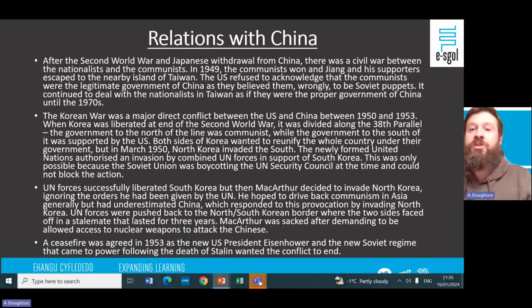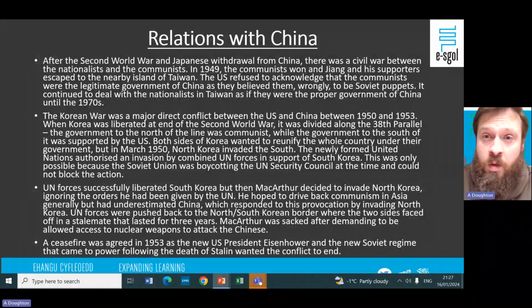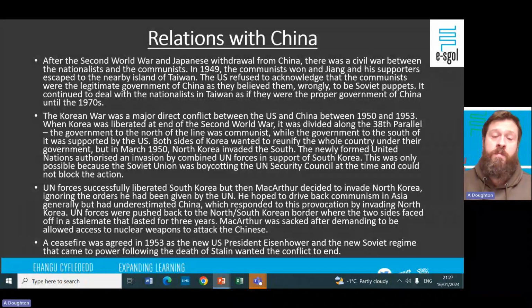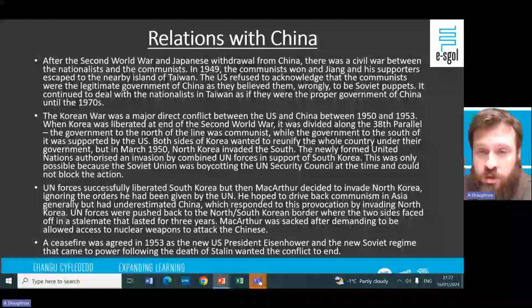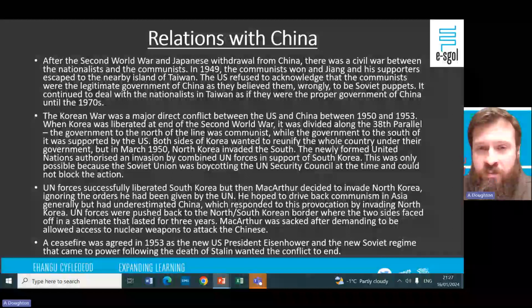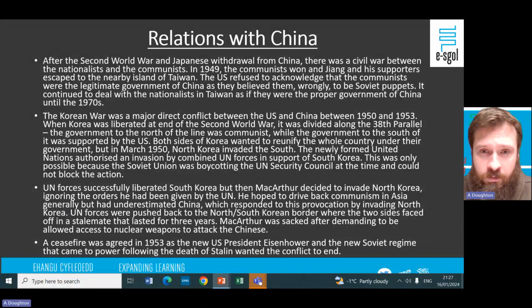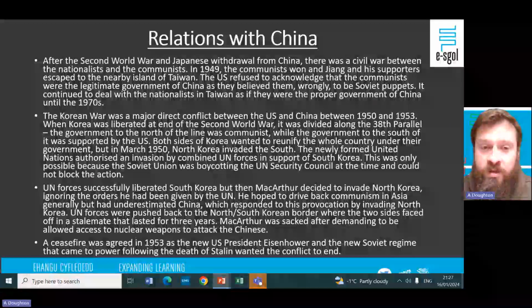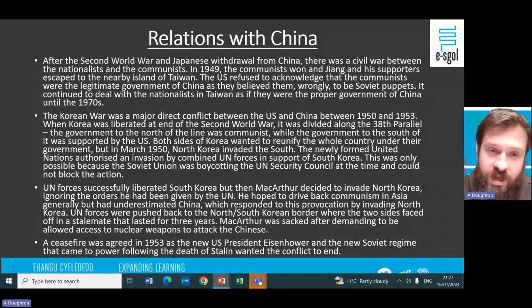So relations with China also deteriorate during this period because there is a communist takeover in China, and they also become in direct conflict because of the Korean War. So China support the communists in North Korea, and America want to stop the spread of communism to the south. So they successfully stopped the spread of communism by pushing the communists out of South Korea back to the north.